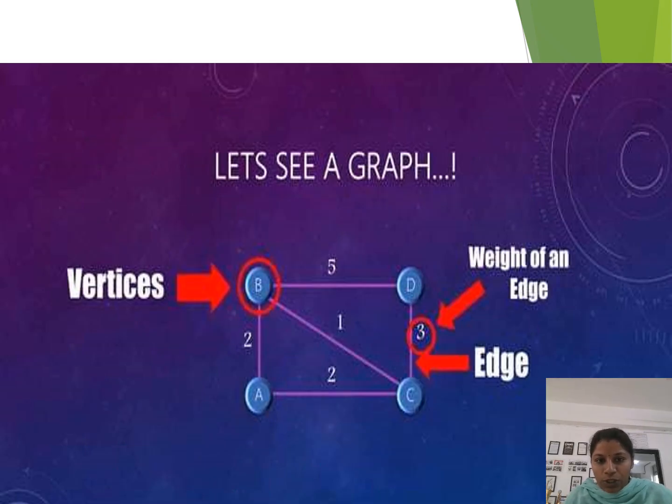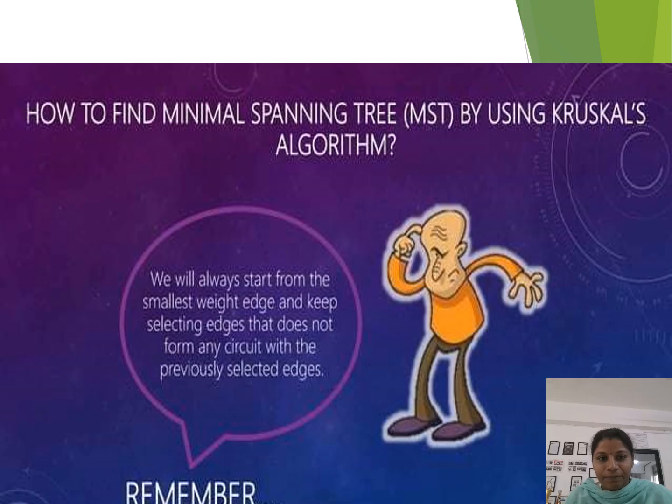See, that is a round shape in blue color. It is called a vertex, and two vertices are connected by a single line. On that you have a number, which is called the edge weight. So totally you have four vertices and five edges.